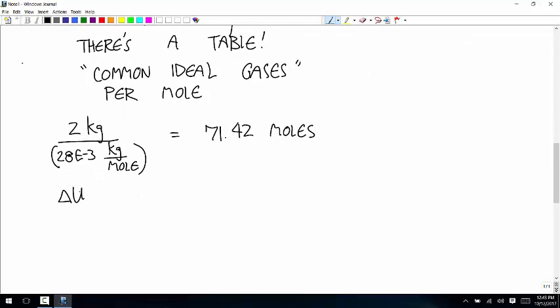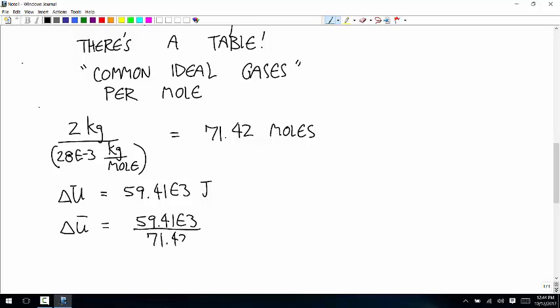We know that the change in internal energy is positive 59.41 times 10 to the third joules. So the change in internal energy per mole is equal to 59.41 times 10 to the third divided by 71.42. And you get 831.84 joules per mole.